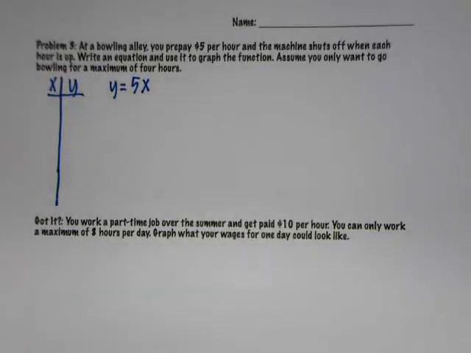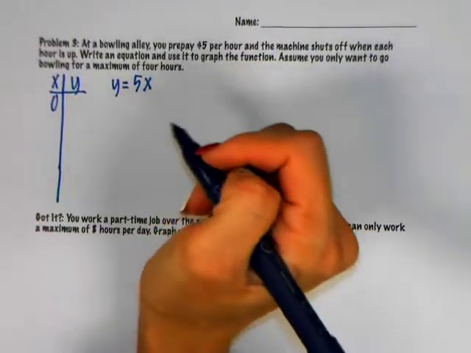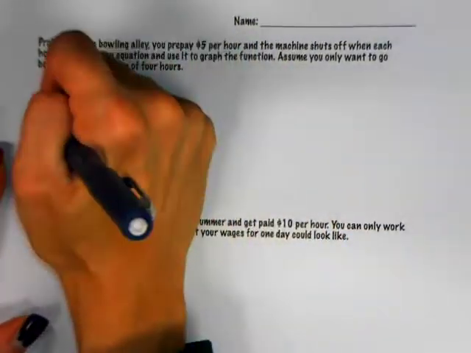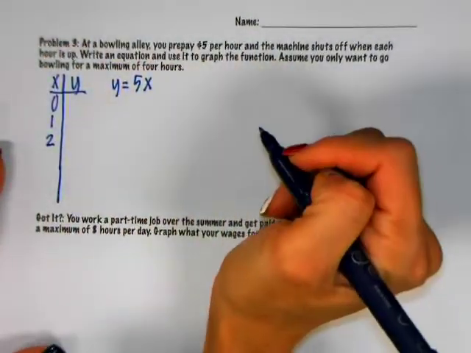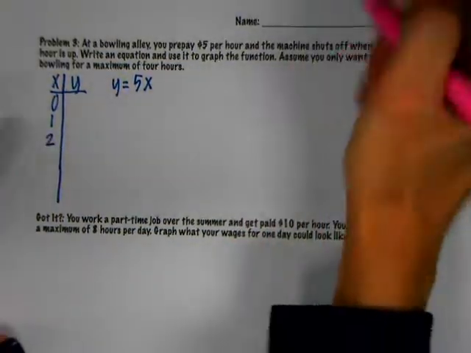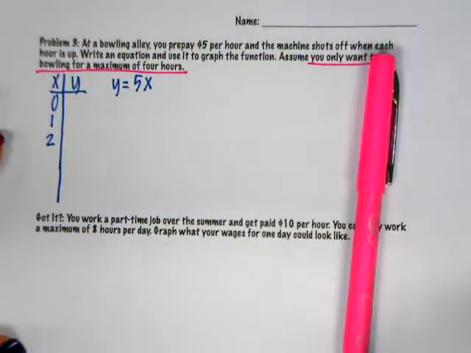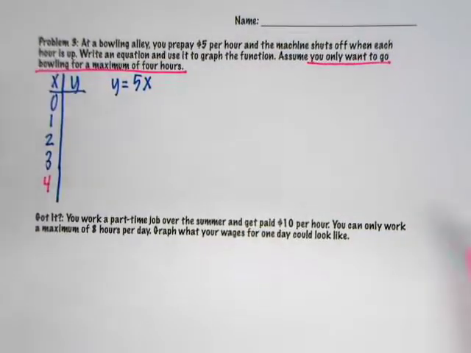What is the lowest amount of hours that I could bowl? Lowest. 1. Do I have to go bowling? Does it say I have to go? No, I could go for 0, right? Just decide not to bowl. So 0. And then I would do 1 hour, 2 hours. Where am I going to stop? 4. Yep. So right here it says you only want to go bowling for a maximum of 4 hours. So you know on your table that we're going to stop at 4. Okay?